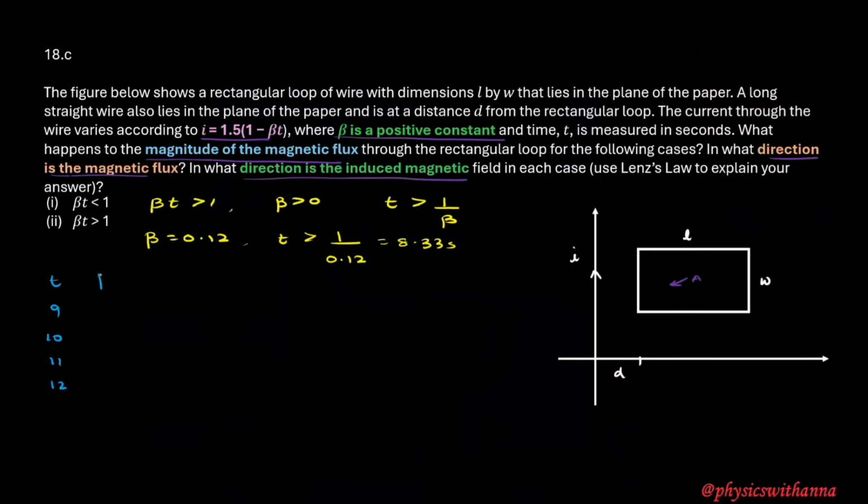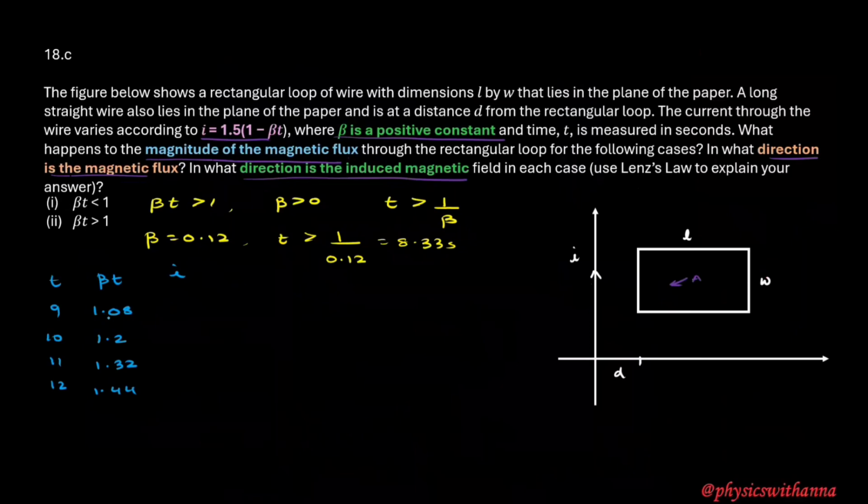Then I will find what is beta t for these times. We just multiply the value of beta with time t. So for 9 seconds, we get beta t to be 1.08. This has 1.2, 1.32, and 1.44. Then we find the values of current for these times.